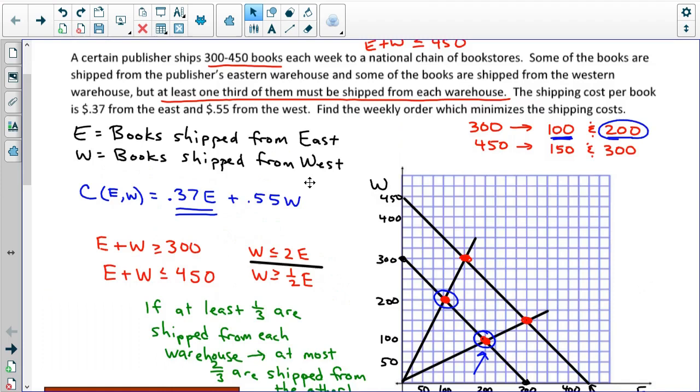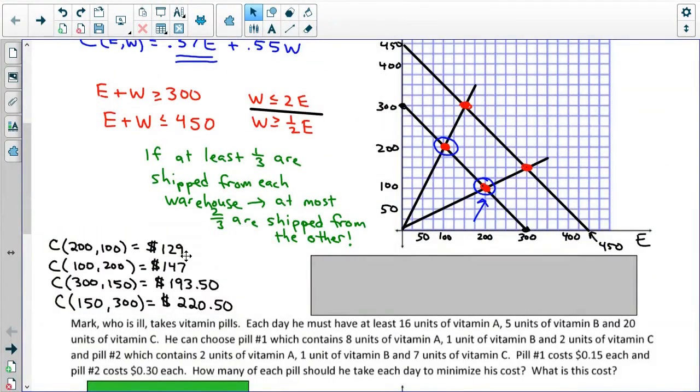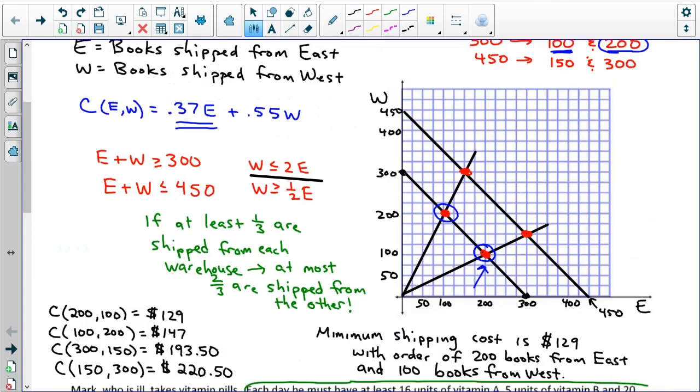That was something I talked about up here. So we have what happens when we plug things into our cost function. Notice that $129 is the smallest, and I end up with the minimum shipping cost being $129 with 200 books from the east and 100 books from the west. I forgot to shade the region in problem 1. The shaded region was here, and you could have figured that out by substituting some values in and figuring out where the inequality signs were.